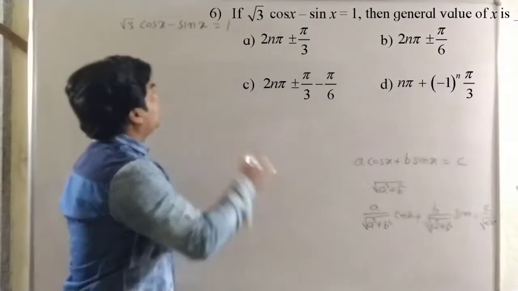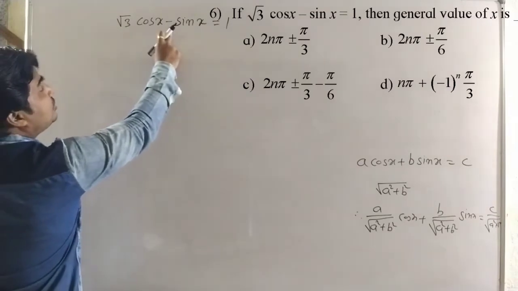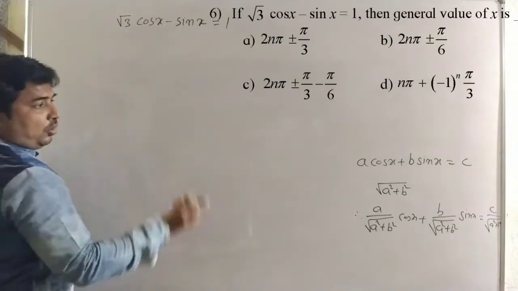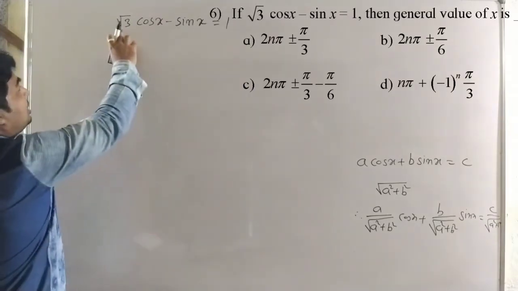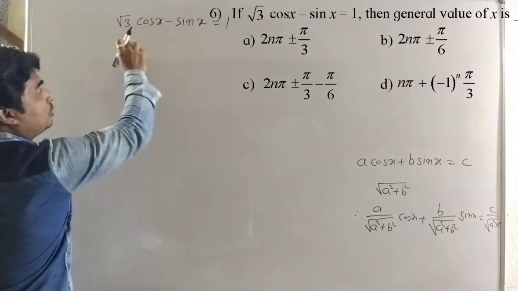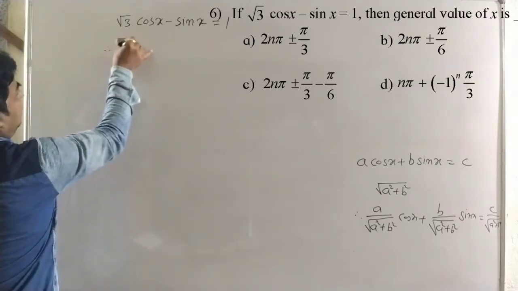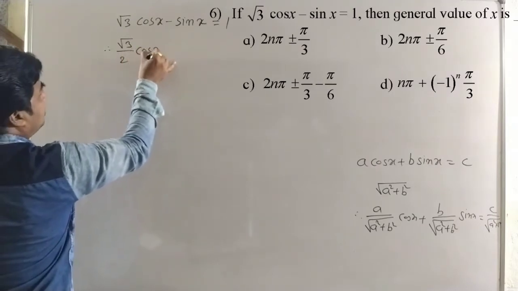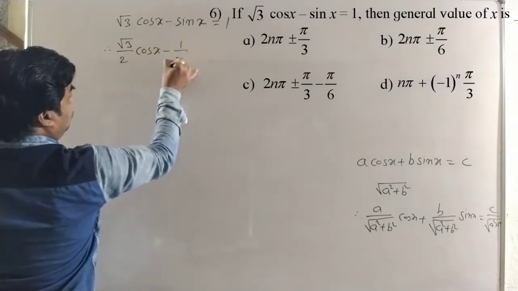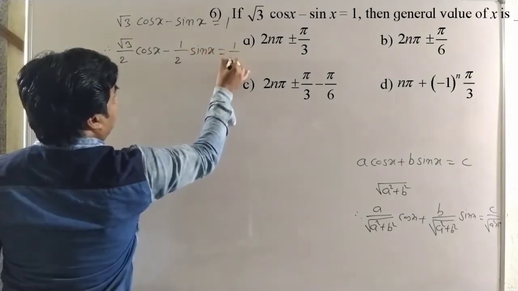Okay, see carefully. Now here we calculate this. Here a is under root 3 and b is equal to minus 1. So we divide throughout by under root a square plus b square. Under root a square plus b square, it is 3 plus 1, that is 4, that means 2. Here we divide by 2. Okay, then it is under root 3 upon 2 cos x minus 1 by 2 sin x is equal to 1 by 2.